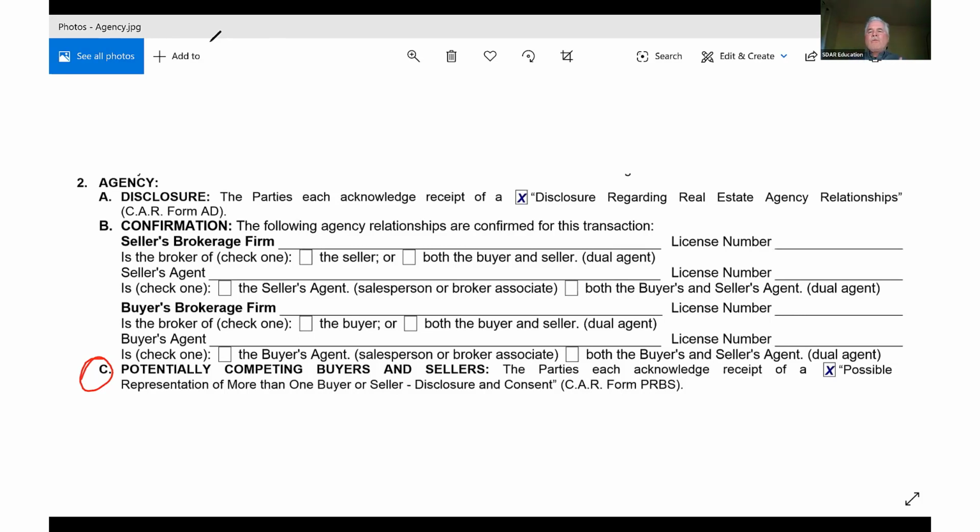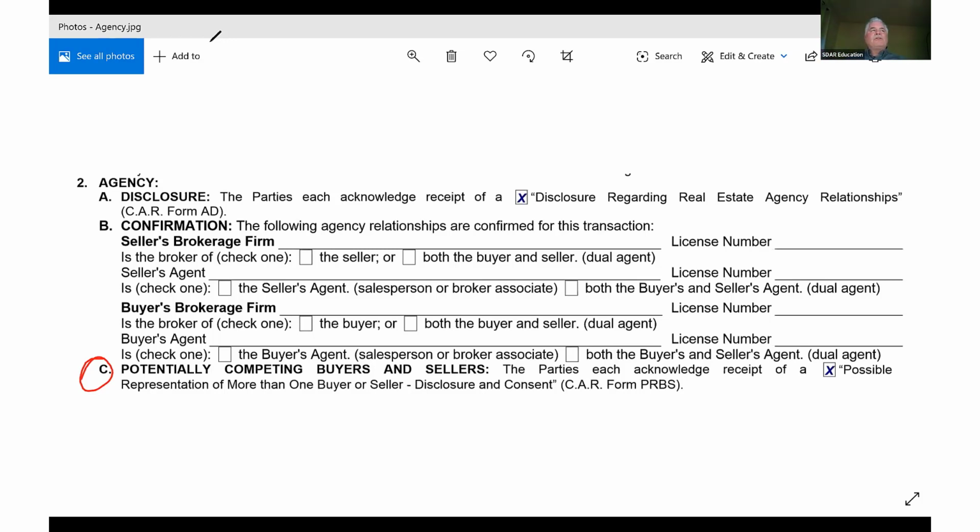So when you are writing an offer, let's say you're with a big brokerage firm, and you are writing an offer on a property, you need, and this comes from a really big court case, which was really ugly and cost a lot of money, but you need to make sure you get permission from your buyer for your brokerage to represent other competing buyers, perhaps for that same property.